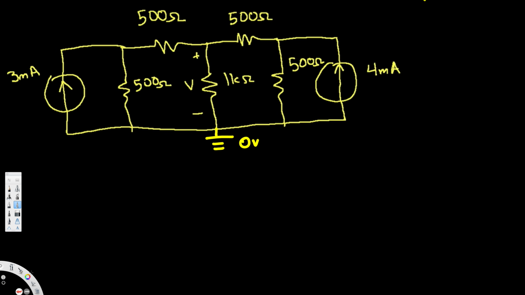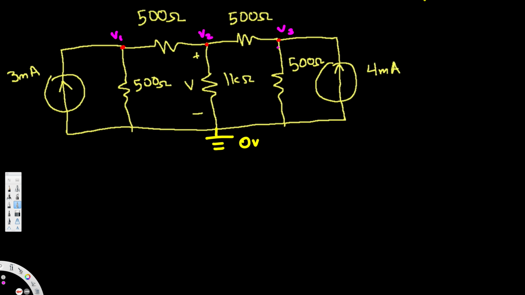So here if you notice, other than the bottom part, we have 3 nodes. We have 1 node right here. A node is basically where more than one branch is connected, right? So here we have node 1, node 2 and node 3. For these 3 nodes we are going to name them V1, V2, V3.